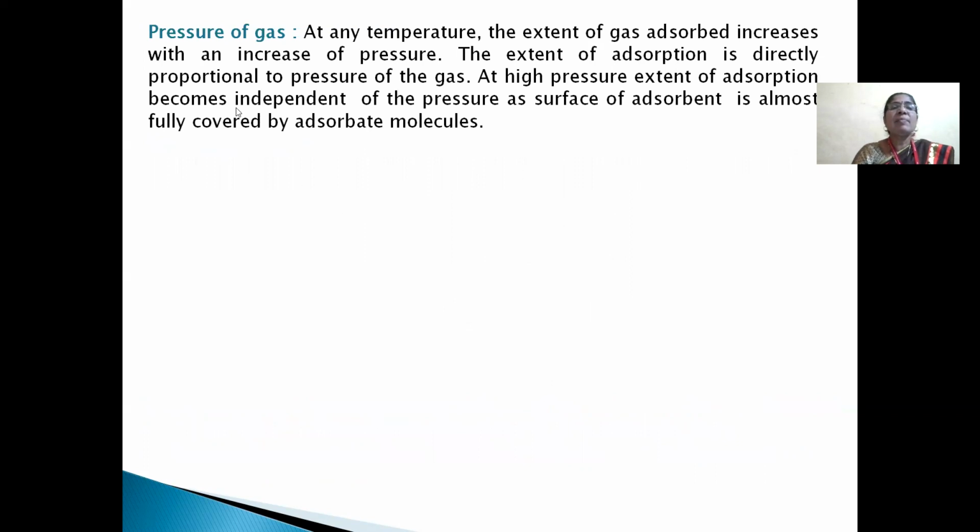And number fifth will be pressure of a gas. At any temperature, the extent of gas adsorbed increases with increase of pressure. The extent of adsorption is directly proportional to pressure of the gas. At high pressure, the extent of adsorption becomes independent of the pressure as the surface of adsorbent is almost fully covered by adsorbate molecules.